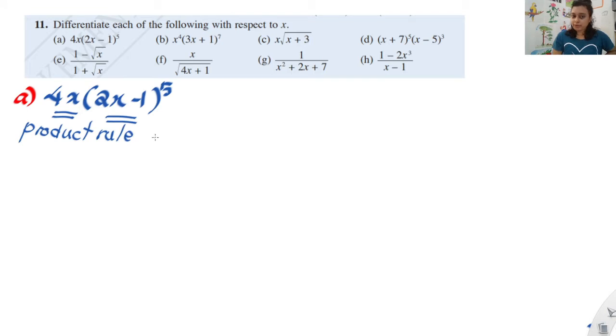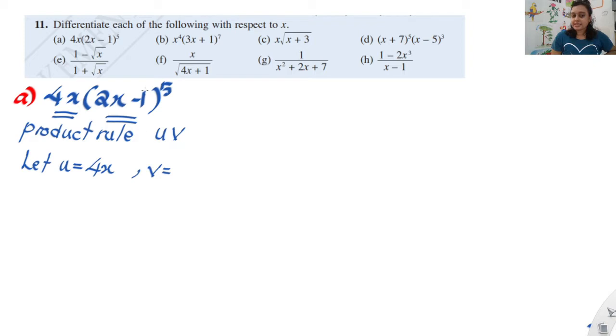Now, do you remember the product rule formula? The product rule says that you will have two different expressions, u and v. In this case, which one will be the u? We have to let one of them become the u. So let u equal the outside one, which is 4x, and then let v become this one, (2x minus 1) to the power of 5.